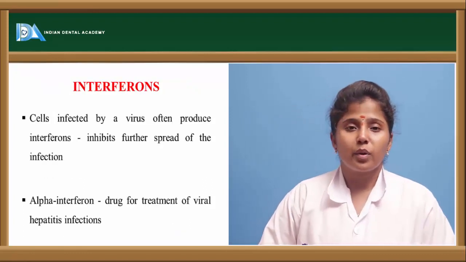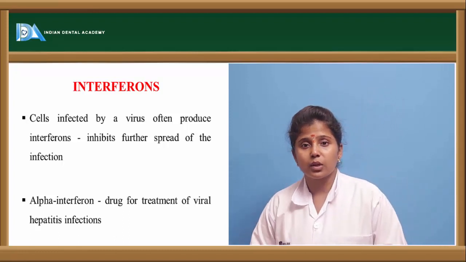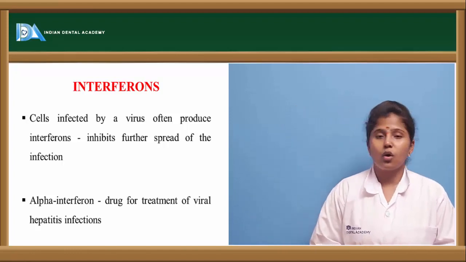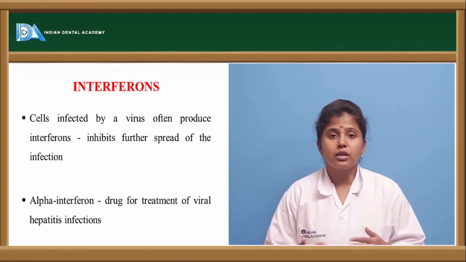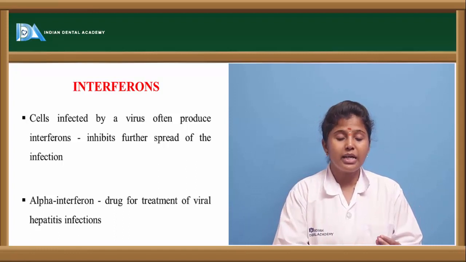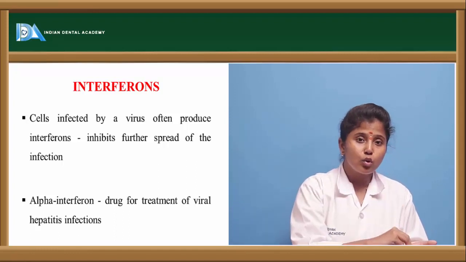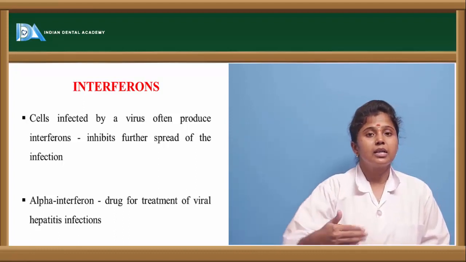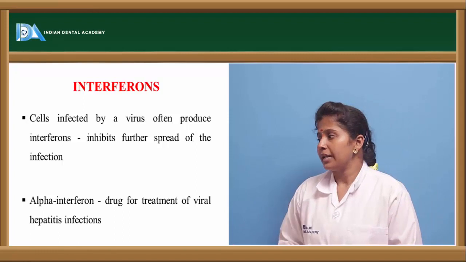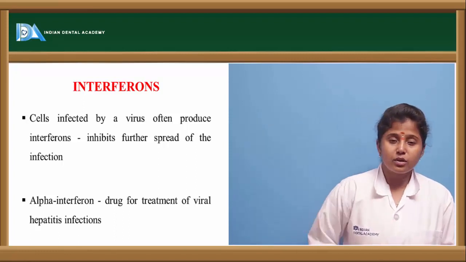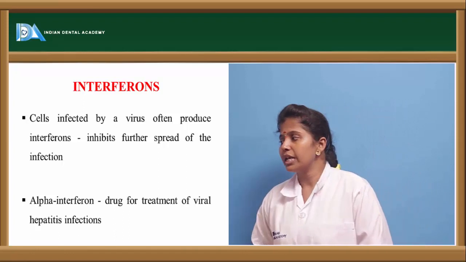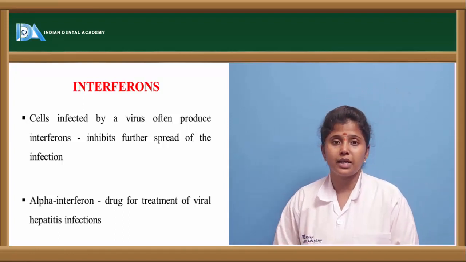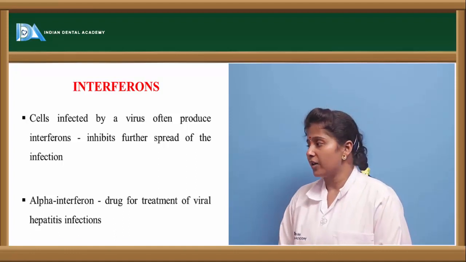There are other drug compounds like interferons. So interferons are also showing antiviral effect. Cells infected by a virus often produce interferons. So a virus which is invading some cell, those cells may produce some interferons. These interferons inhibit the further spread of infection. And there are alpha interferons and beta interferons. These alpha interferons are used to treat viral hepatitis infection. The infection caused by hepatitis can be inhibited by these alpha interferons.